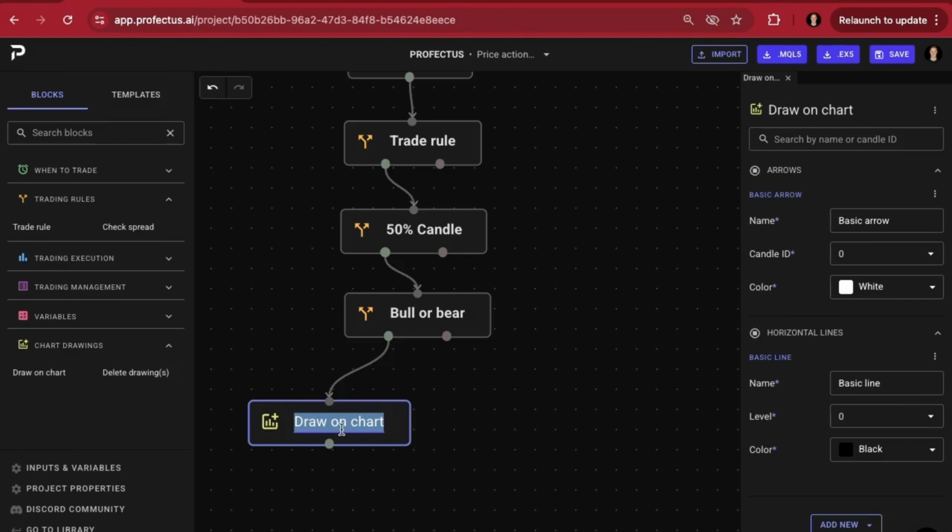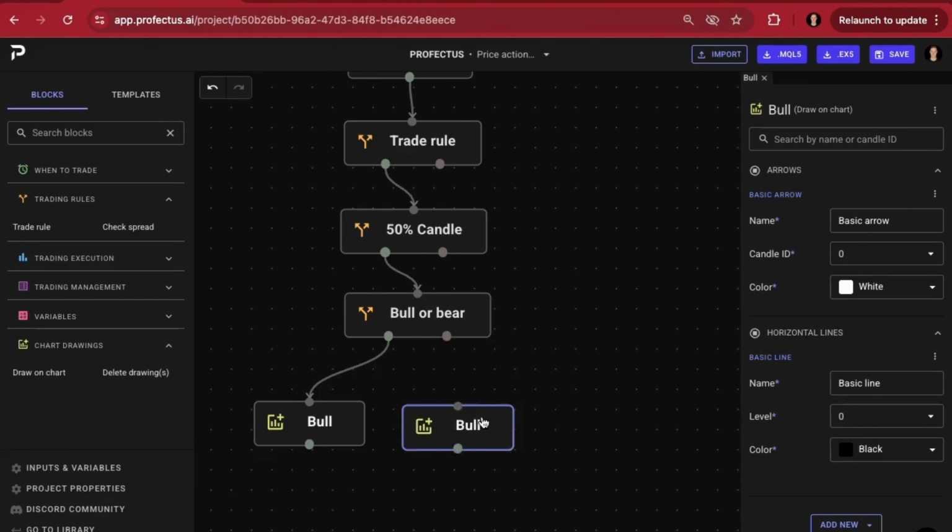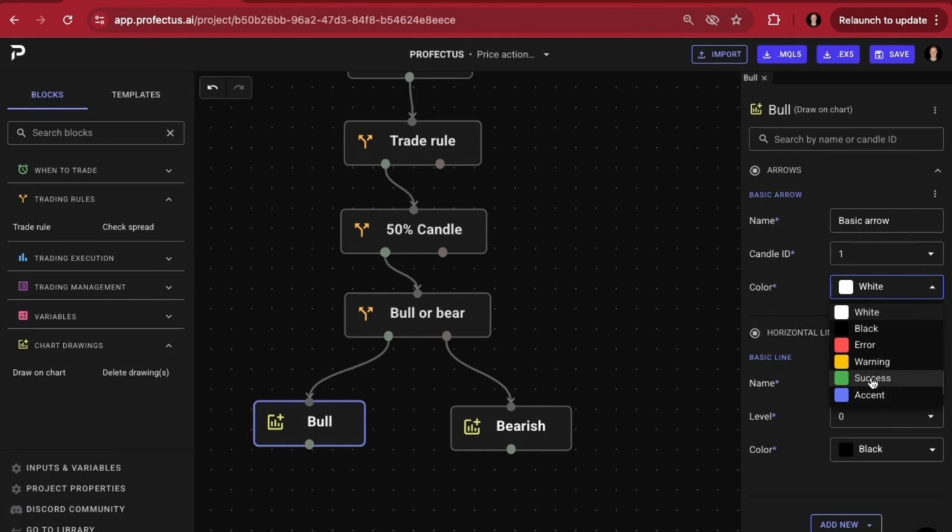So here I simply use the draw on chart block. If the condition is true, this block will be triggered. And if this is not true, this block will be triggered. We simply quickly write here bearish then. Here we change it to candle ID number 1. Let's make it green for bullish candle.